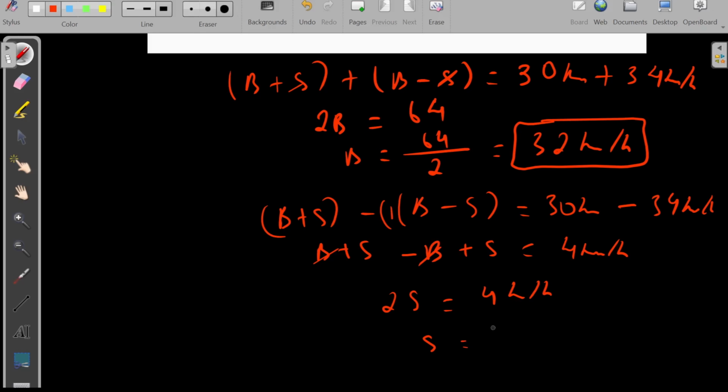So the speed of the stream would be 4 over 2. That will give me 2 kilometer an hour. So the speed of the stream is 2 kilometer an hour. Speed of the boat is 32 kilometer an hour in still water.